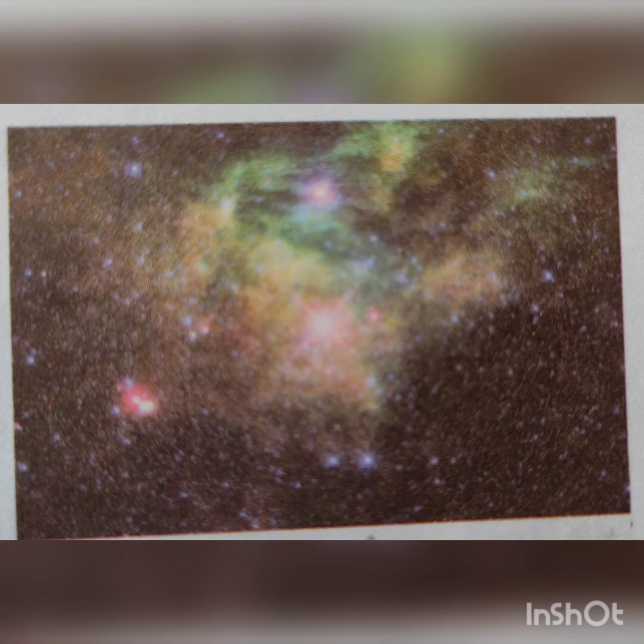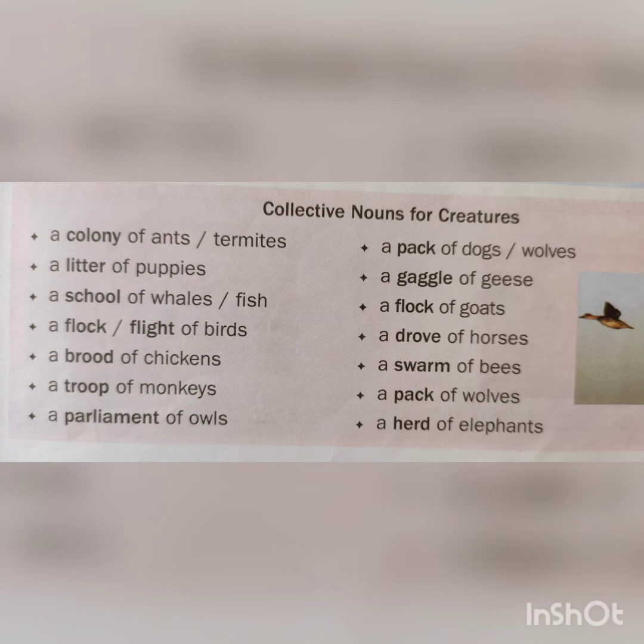This one is a galaxy of stars. So these are a few examples of collective nouns for creatures. A colony of ants. Colony means a group of animals, insects or plants of the same type that live together.